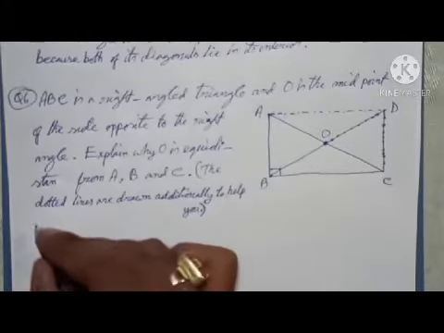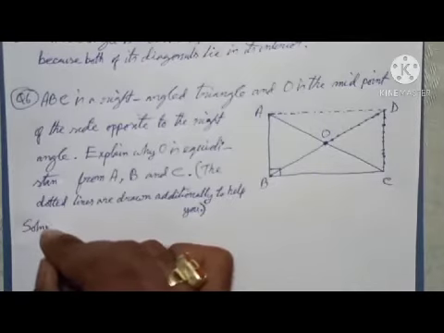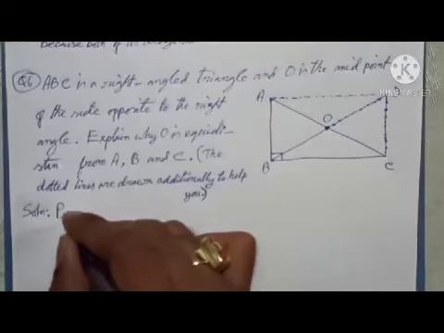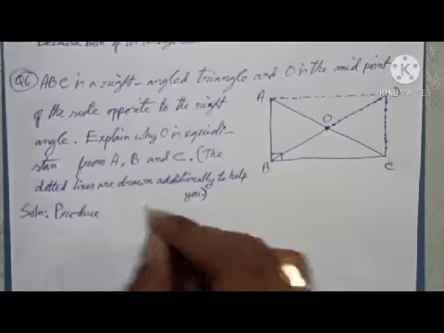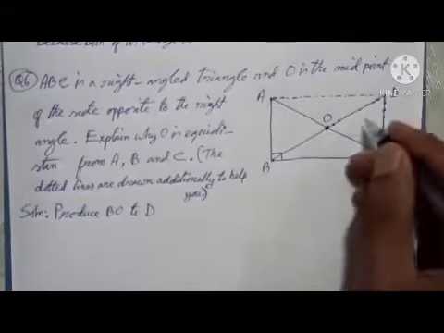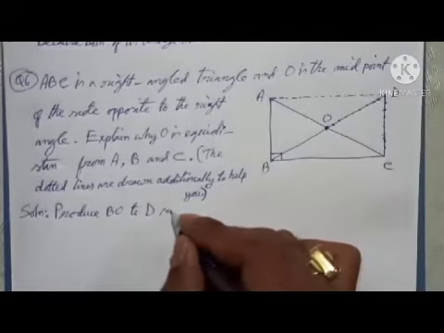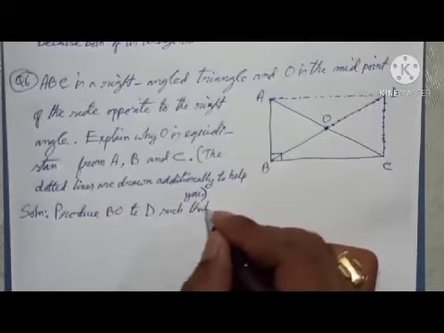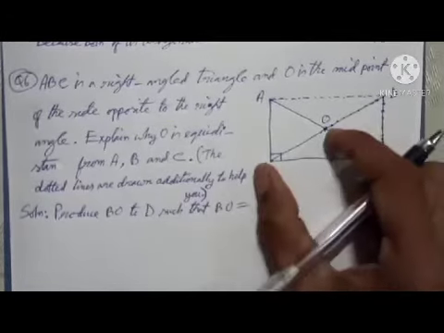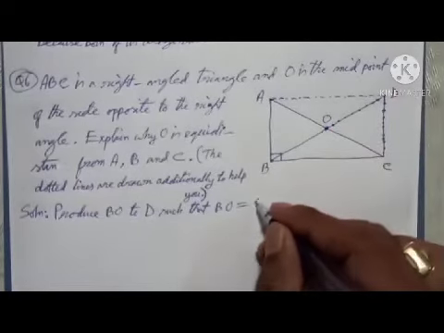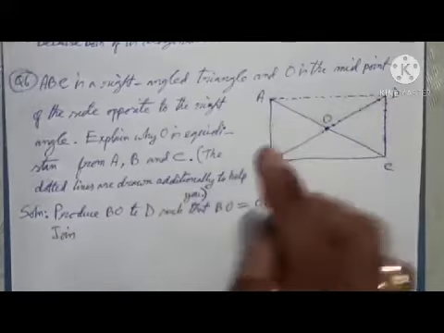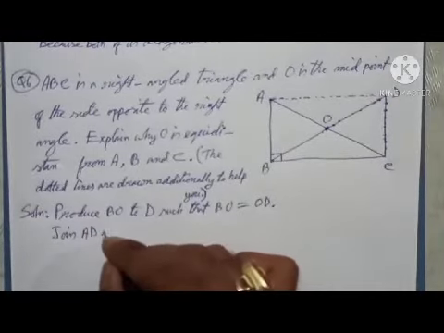Solution. Produce BO to D such that BO is equal to OD. Join AD and join CD.